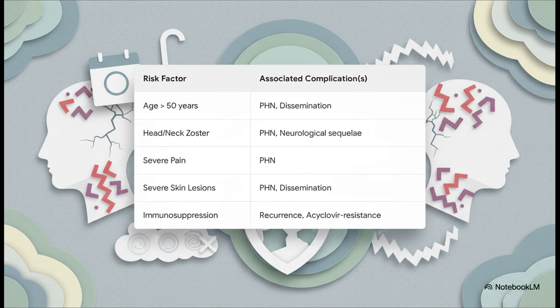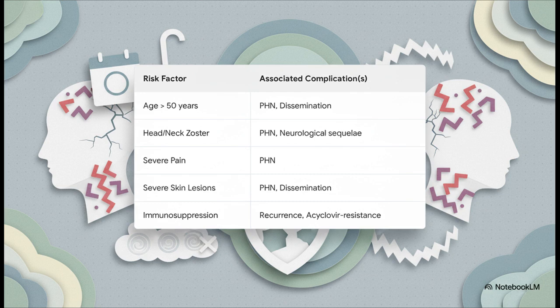This is so important. Figuring out a patient's risk right at the start is a total game changer, and the guidelines give us this clear framework. So anyone over 50 is at higher risk for postherpetic neuralgia, or PHN. If the zoster is on the head or neck, the risk isn't just PHN, but also neurological problems and even stroke.